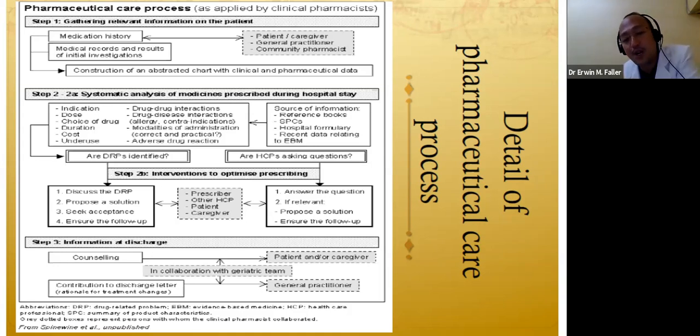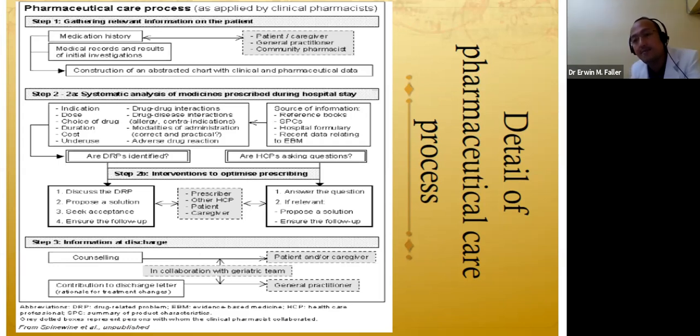As a drug expert, when you're proposing a solution to your healthcare provider or to your medical doctor, they need to be able to accept your solution to the problem. They need to be convinced, and they need to be assured that there is a follow-up, that you're going to intervene. It's not a one-time show only. There is a continuous follow-up of these proposed solutions and interventions that you have.